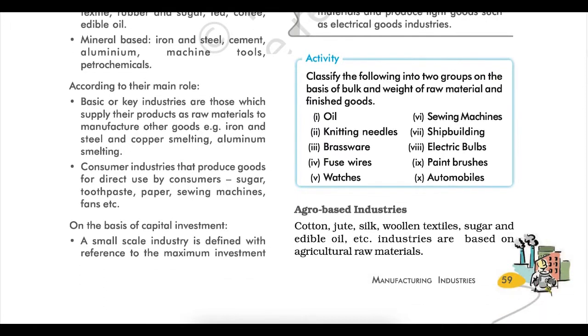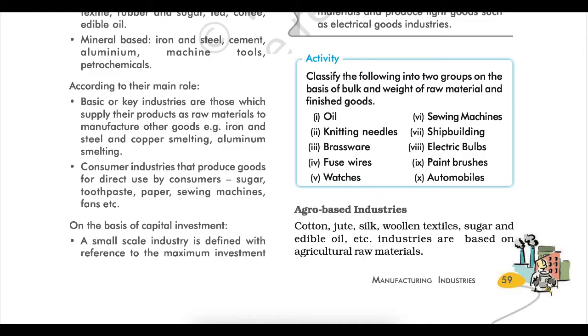According to their main role, basic or key industries are those which supply their products as raw materials to manufacture other goods, for example, iron and steel and copper smelting, aluminium smelting. Consumer industries produce goods for direct use by consumers like sugar, toothpaste, paper, sewing machine, fans, etc.